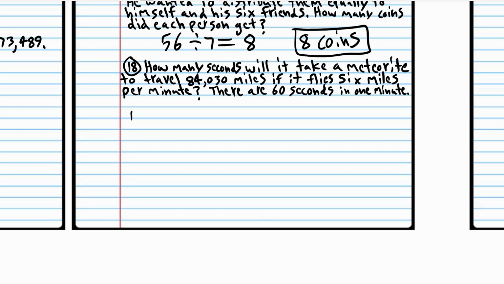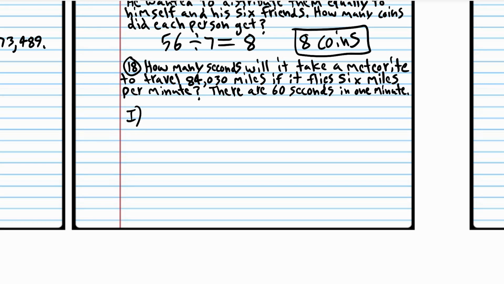So step 1, we're going to figure out how many minutes it'll take for the meteorite to travel 84,030 miles. So we know it travels 6 miles in 1 minute. In 1 minute, it only travels 6 miles.